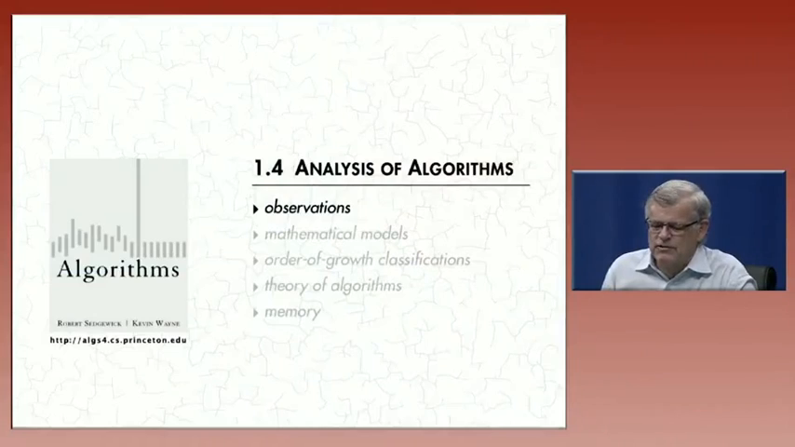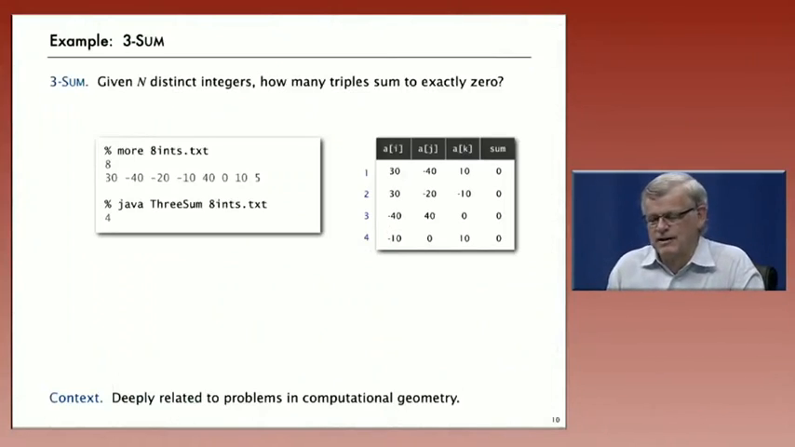Okay, so the first step is to be able to make some observations about the running time of the programs. And for analysis of algorithms, that's easier than in a lot of scientific disciplines, as we'll see. For a running example, we're going to use the so-called three-sum problem. It's an easy-to-state problem. If you've got n distinct integers, how many triples sum to exactly 0?